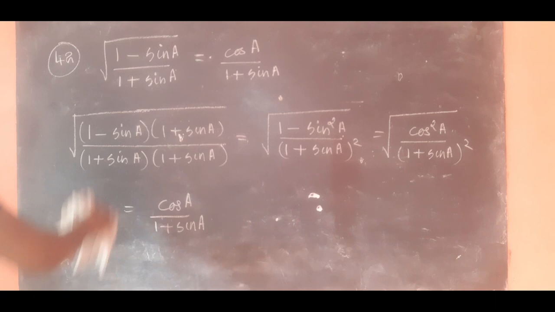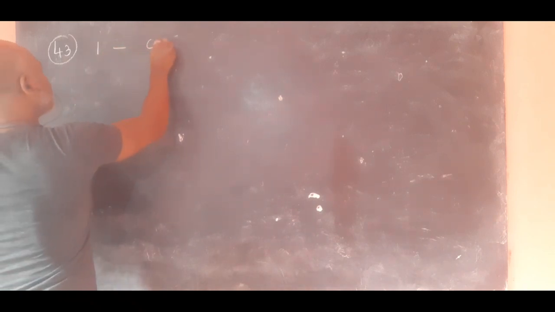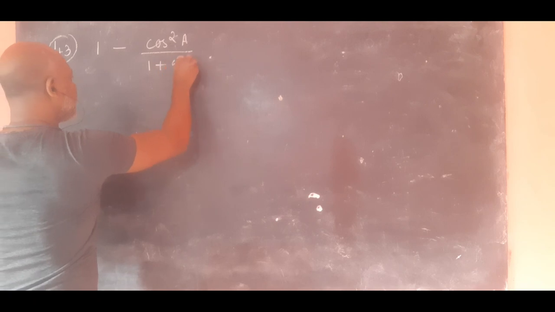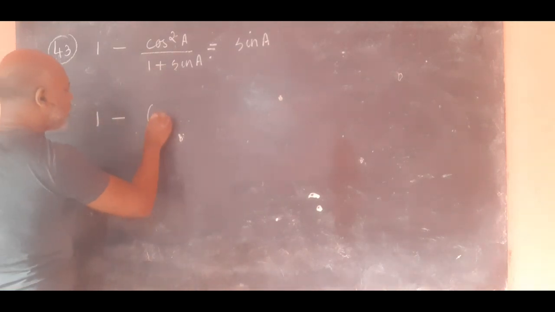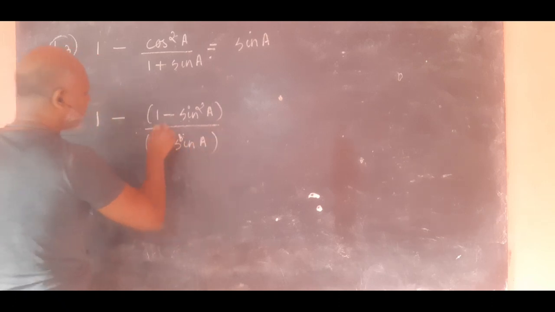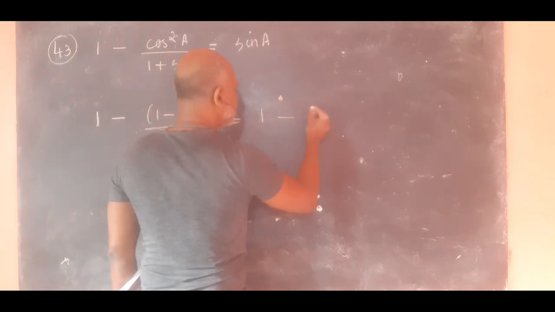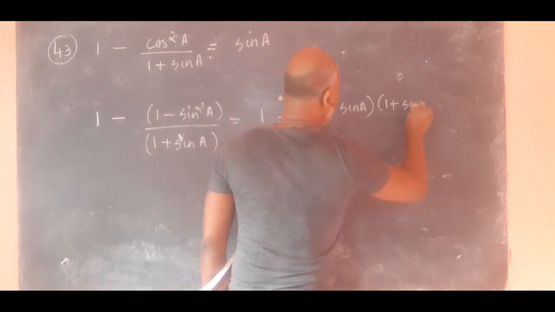So now we come to question number 43. Question 43 is 1 minus cos square A by 1 plus sin A is equal to sin A. Okay. So we will write, what is cos square A? 1 minus sin square A divided by 1 plus sin A. This is another form, A square minus B square. So I can write this as, 1 minus sin square, I can write (1 minus sin A) into (1 plus sin A).